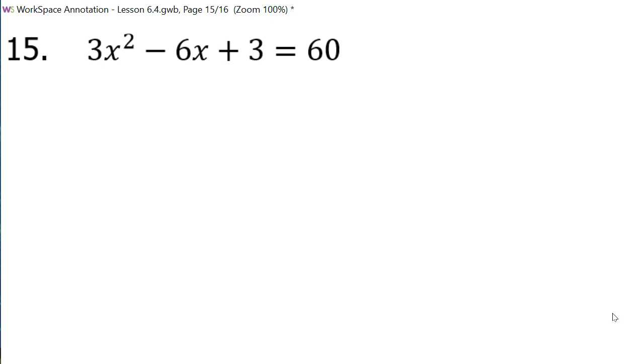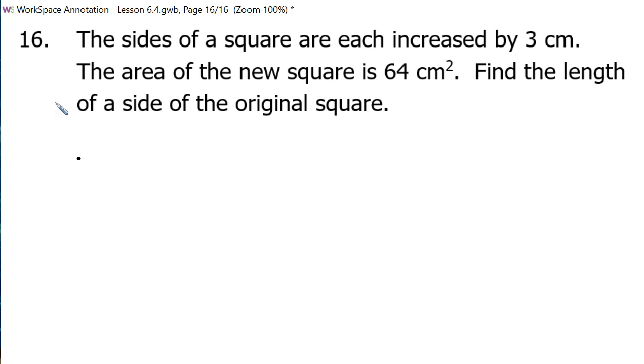Number 16, it says that the sides of the square are each increased by 3 centimeters. The area of the new square is 64 square centimeters. Find the length of the side of the original square. So we're starting off with a small square. Do they tell us what the length is of that small square? Did they say what the original length was? No, so if it's unknown, what could I call it? It's x.